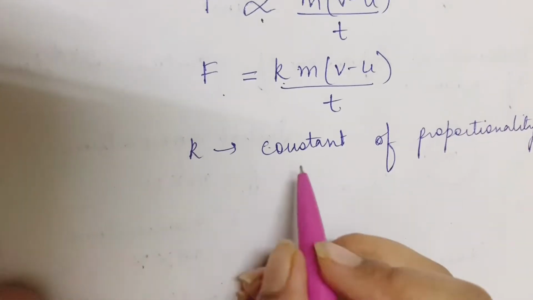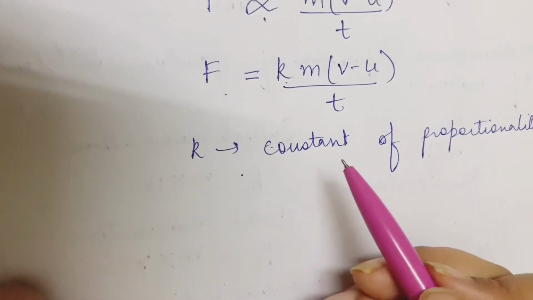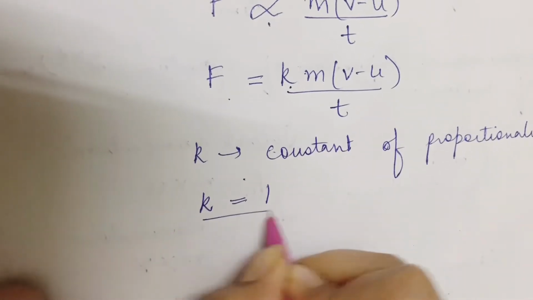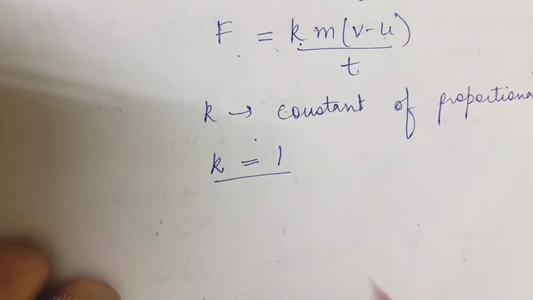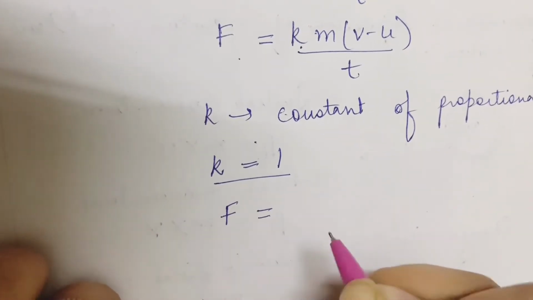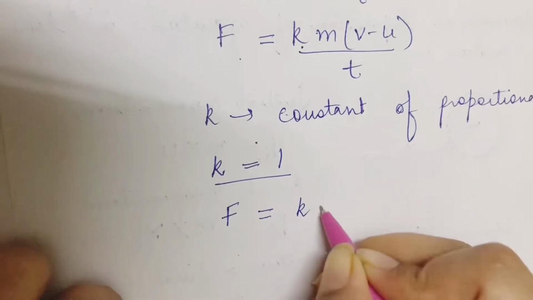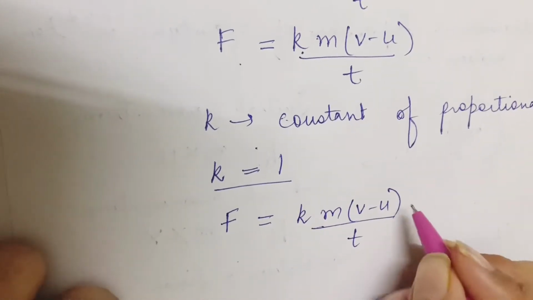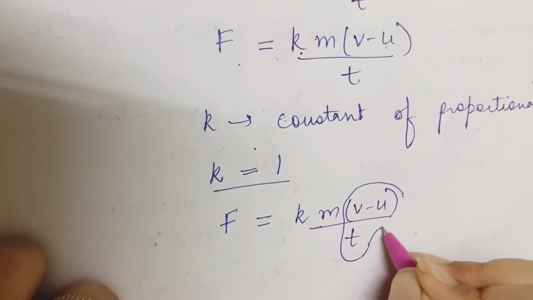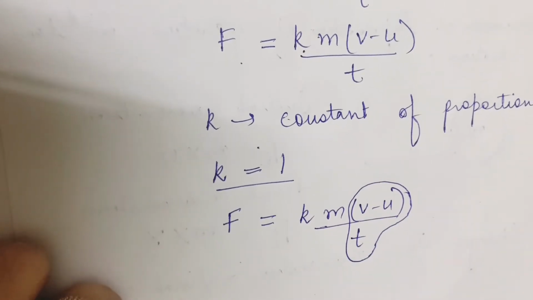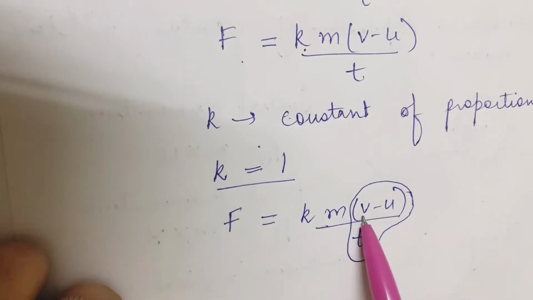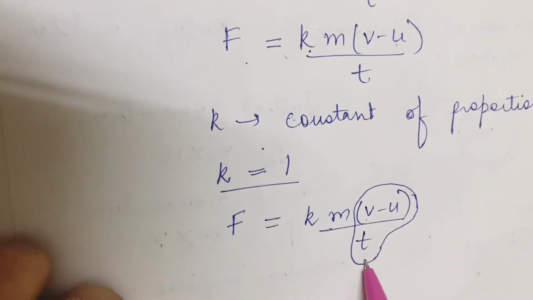Now we will select the values in such a way that this constant will become 1 or unity. So your force is equal to k m (v minus u) upon t. Can you tell me what this stands for? (v minus u) upon t. Think about it, what is this (v minus u) upon t?